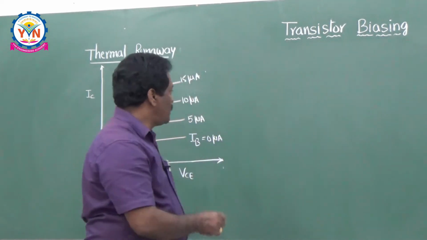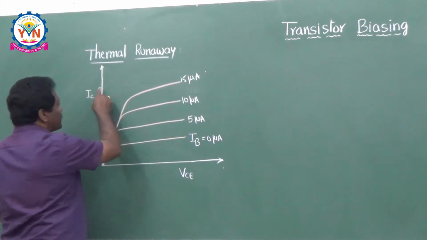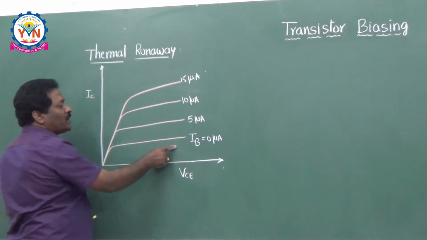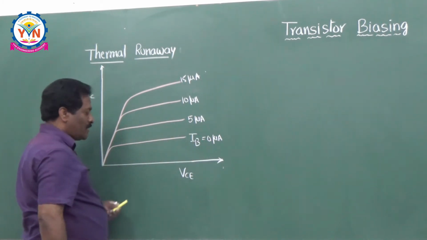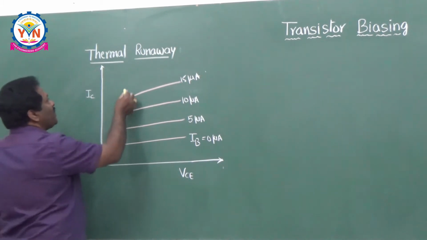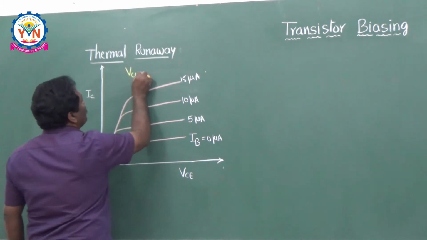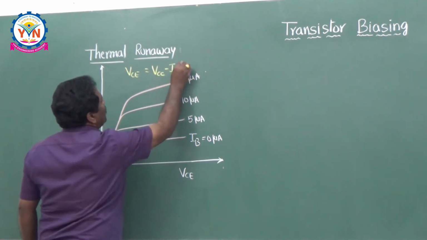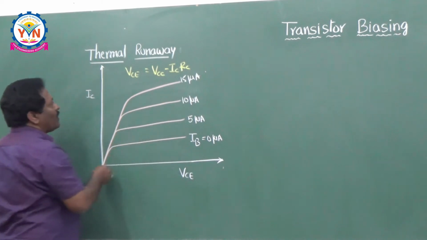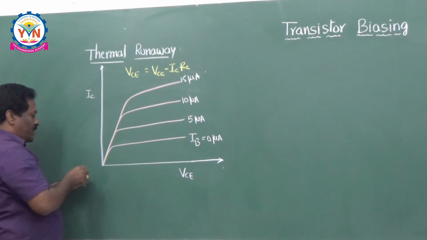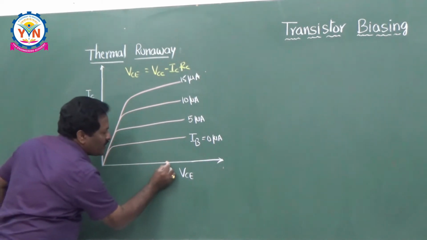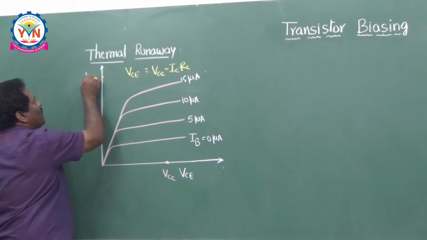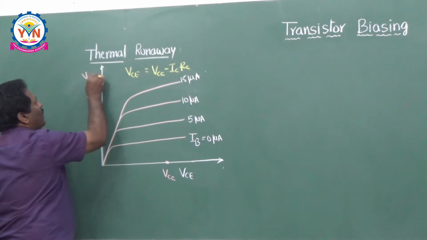And as usual, let us take the output characteristics of the common emitter configuration, VCE versus IC, keeping the input current, base current, constant. You know the basic equation: VCE is equal to VCC minus ICRC. By taking the x coordinate and y coordinate, you get the two extreme points: one is VCC and the other one is VCC by RC.